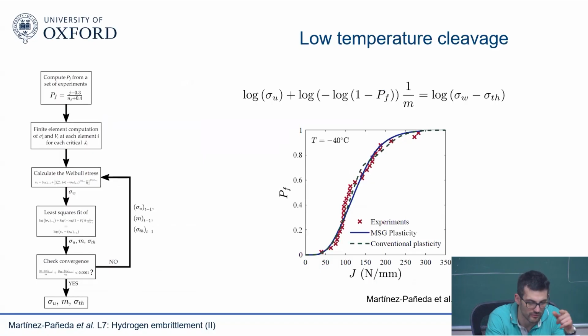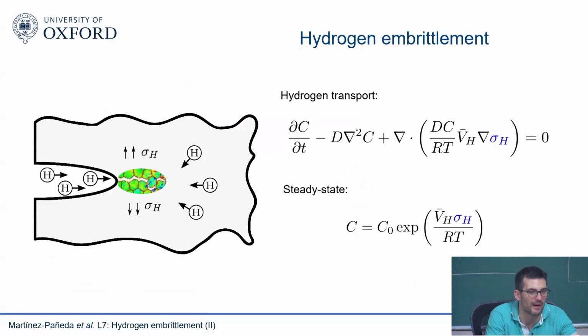This is a bit of the details of the 3-parameter Weibull step that we had. And then just to go back to hydrogen embrittlement, again, we are interested in, can we understand hydrogen embrittlement based on this?